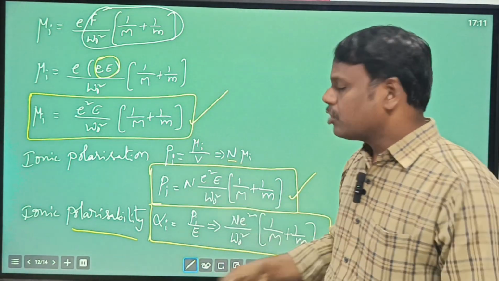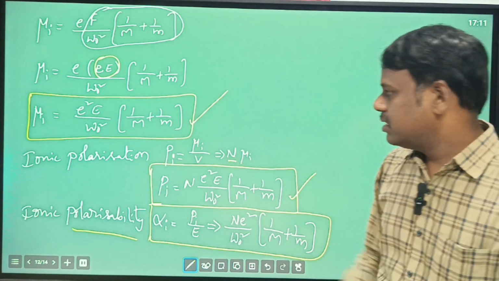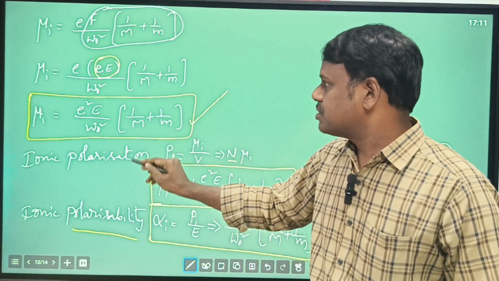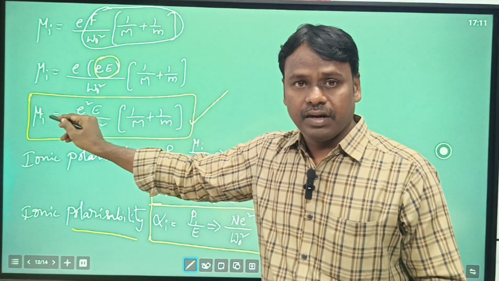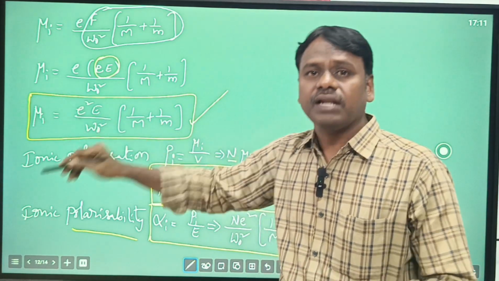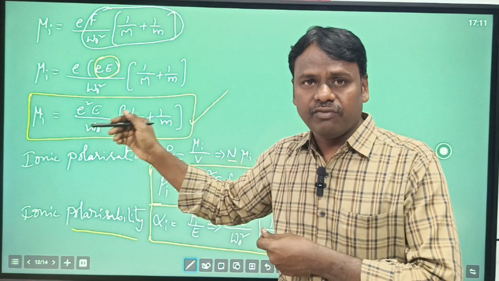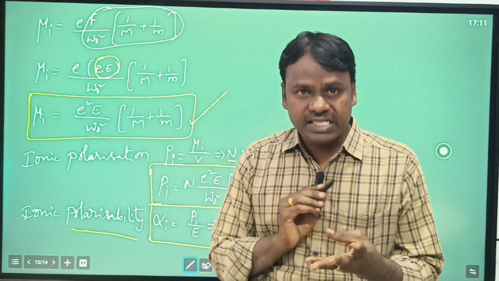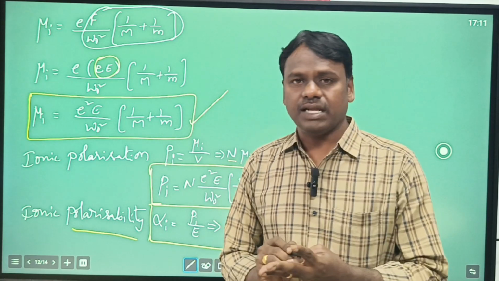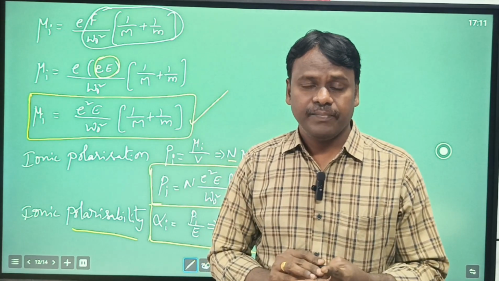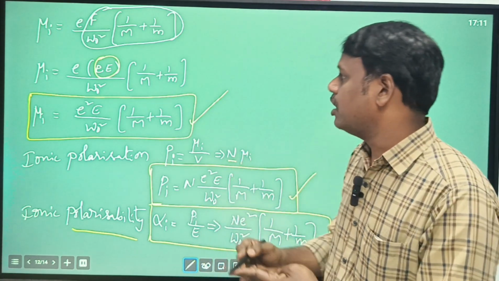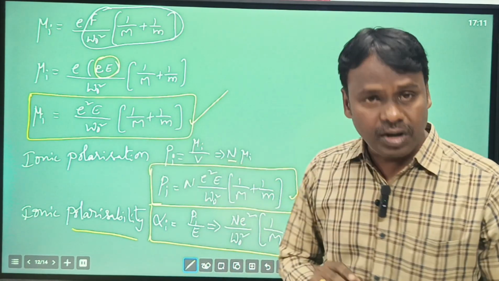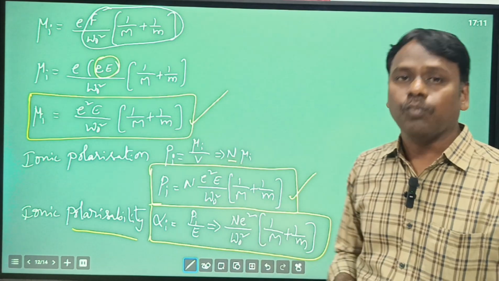So in order to get the ionic polarizability, we need to calculate the ionic polarization. In order to get the polarization, we need the dipole moment. In order to get the dipole moment, we need to calculate the value of displacement. So first of all, we calculated the total displacement of the ions, Na+ and Cl-, and from that, we calculated the value of the dipole moment. From that, we calculated the polarization and finally the polarizability.